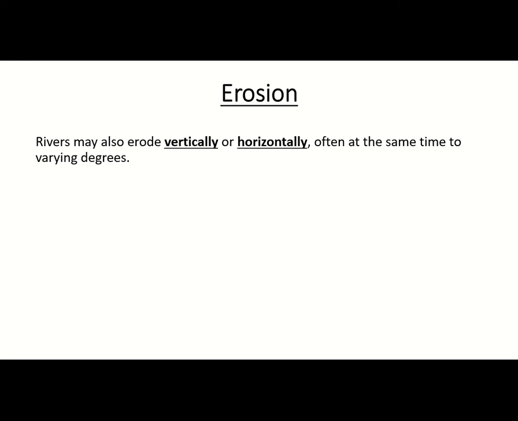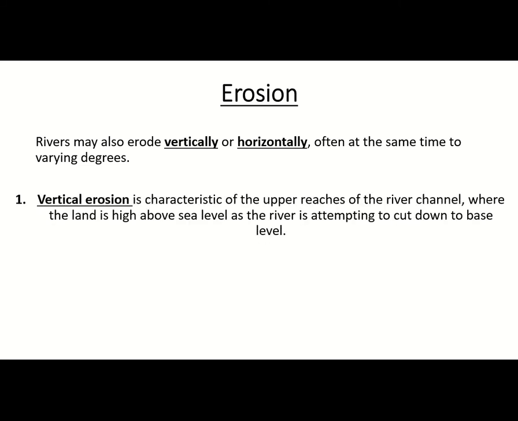And if you've got greater gravity pulling down at you, then you're going to get more vertical erosion the further away from sea level you are. So nearer the source, you'll have more vertical erosion. So write this down, please. Vertical erosion is a characteristic of the upper reaches of a river channel, where the land is high above sea level as the river is attempting to cut down to base level. So vertical erosion there. So pause the screen, make sure you get that definition written down, please.